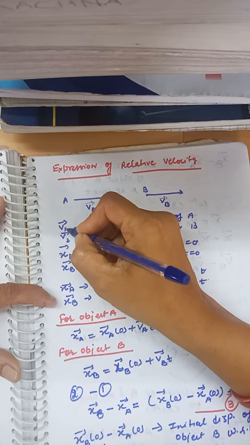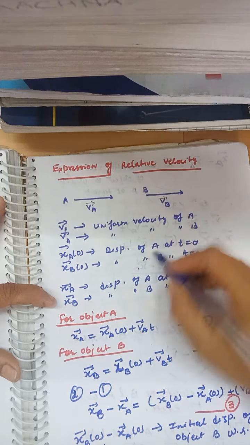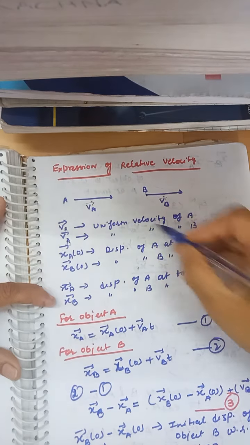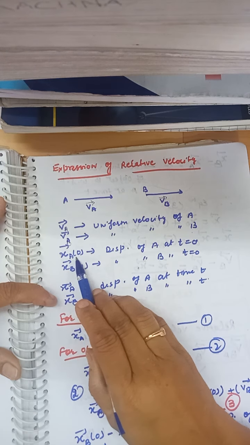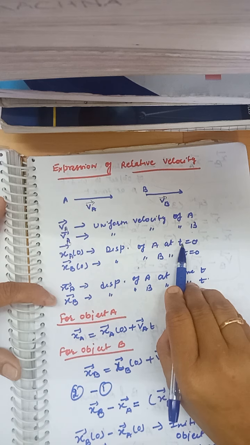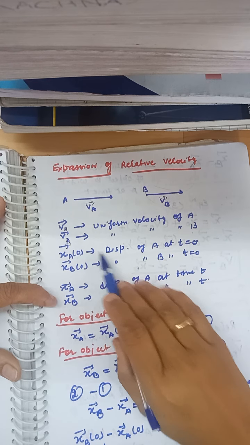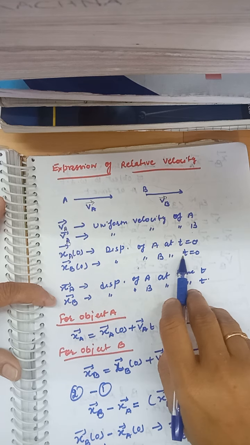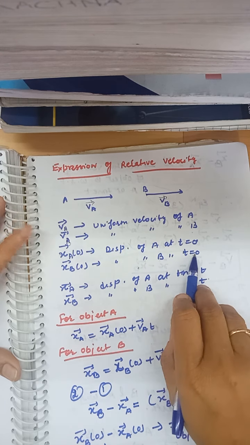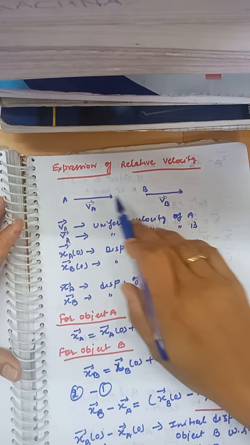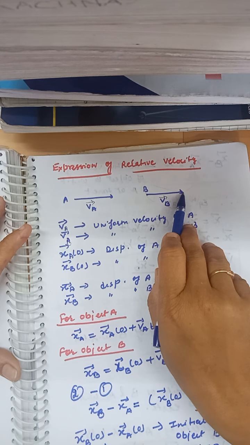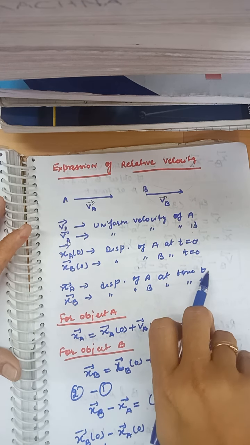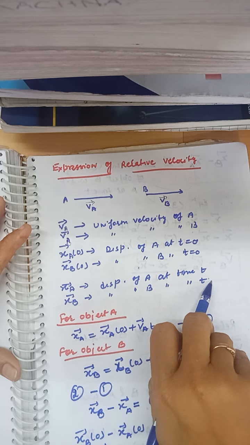Now, if we consider that uniform velocity of A is equal to VA and uniform velocity of B is equal to VB. Similarly, at time t is equal to 0, xa naught is the displacement of A, and xb naught is the displacement of B at t is equal to 0. And after t is equal to 0, when both the bodies start moving, they will cover some displacement. So xa is the displacement of A at time t and xb is the displacement of B at the same time t.